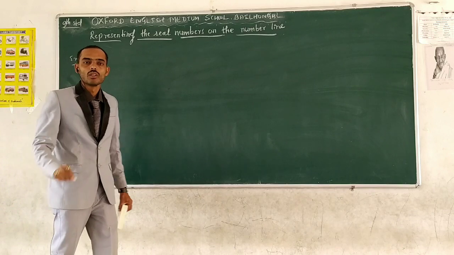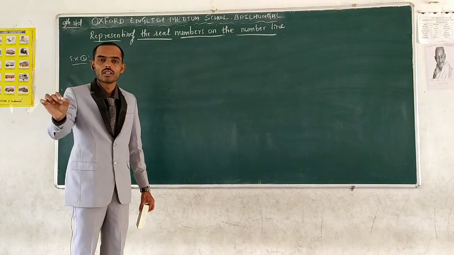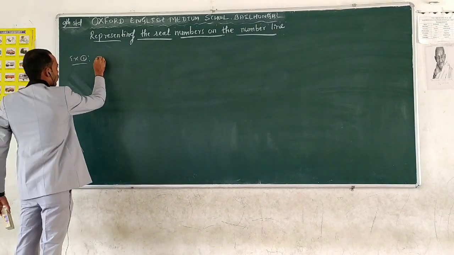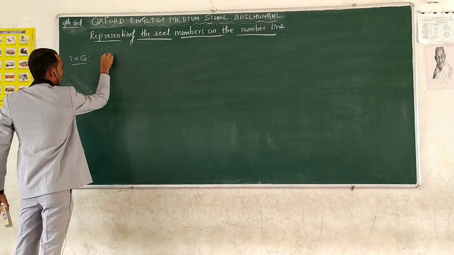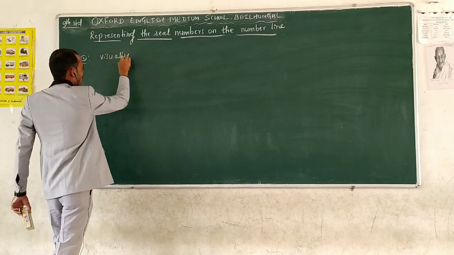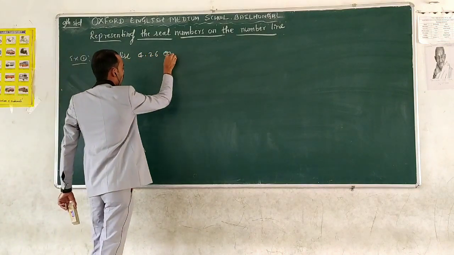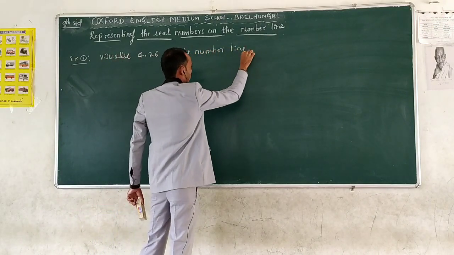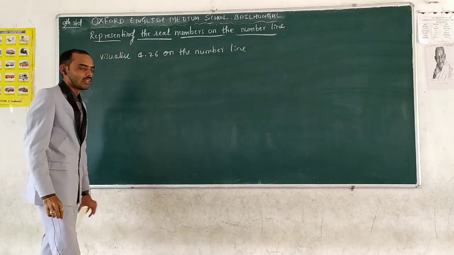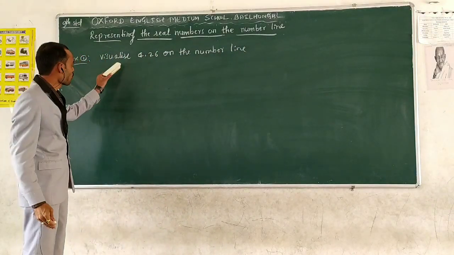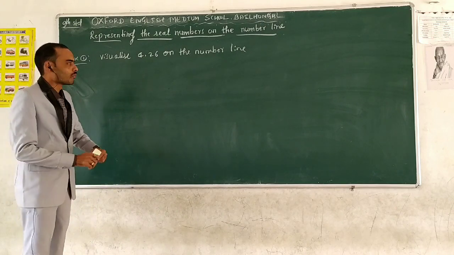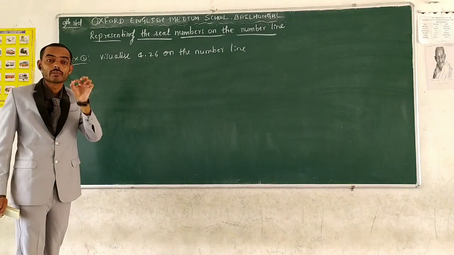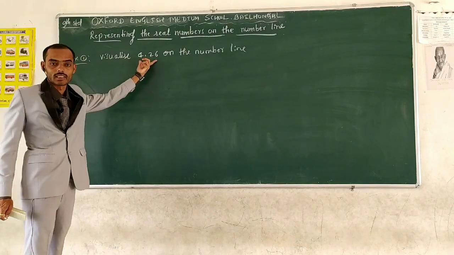They will ask us to visualize 4.26 on the number line. So, the first example is 4.26. This is the question. How do we represent 4.26 on the number line? I will recall once again, 4.26 is a terminating decimal expansion. It is a rational number.